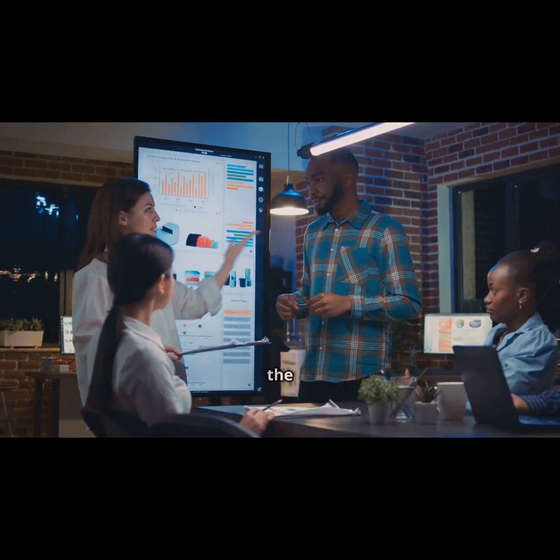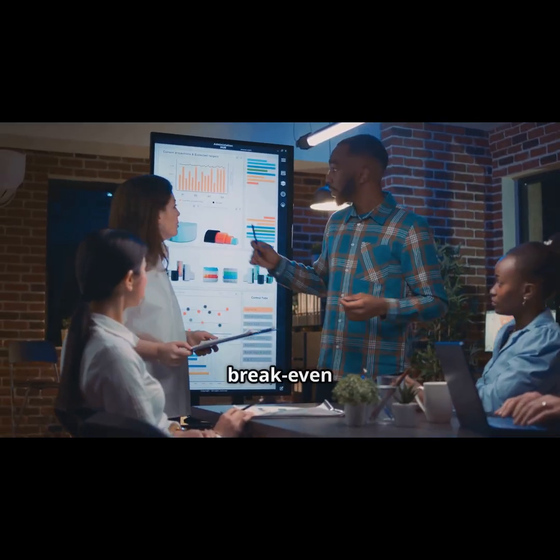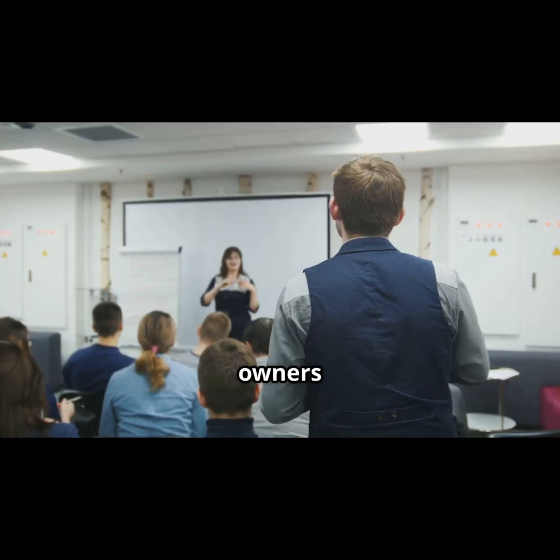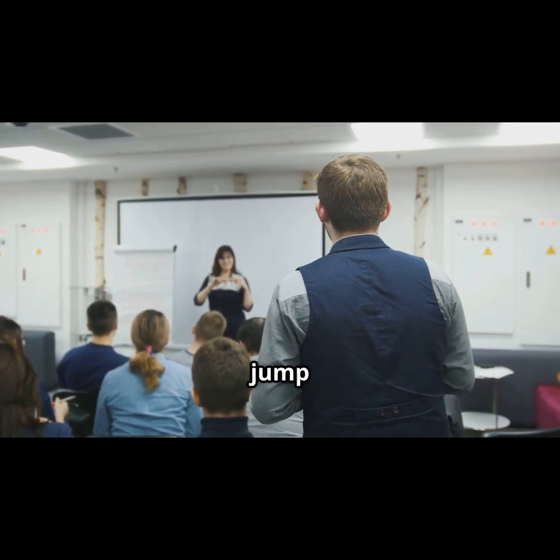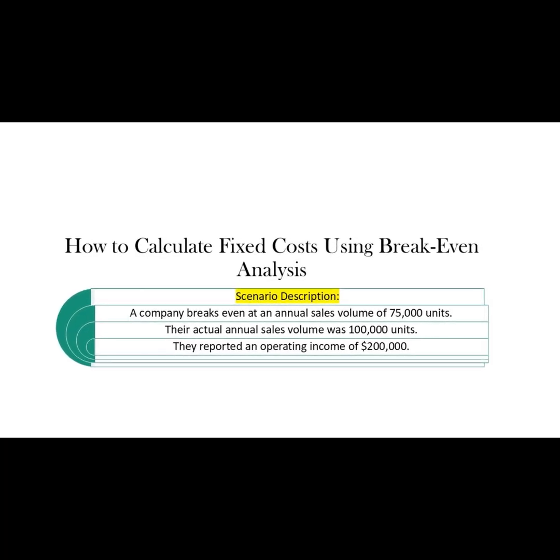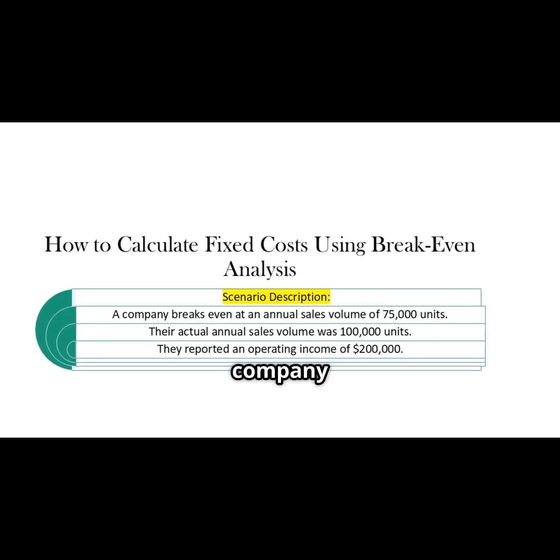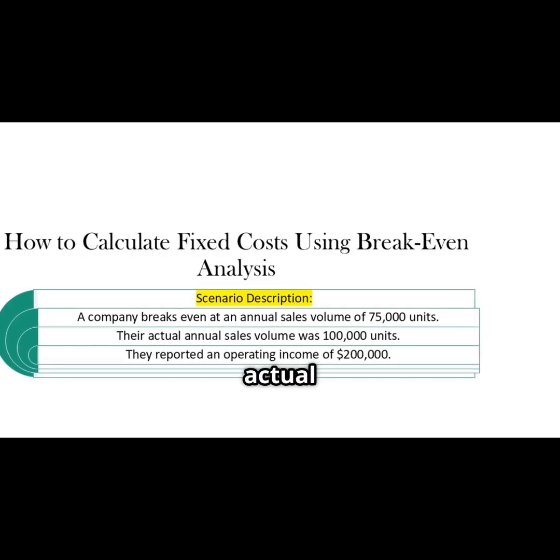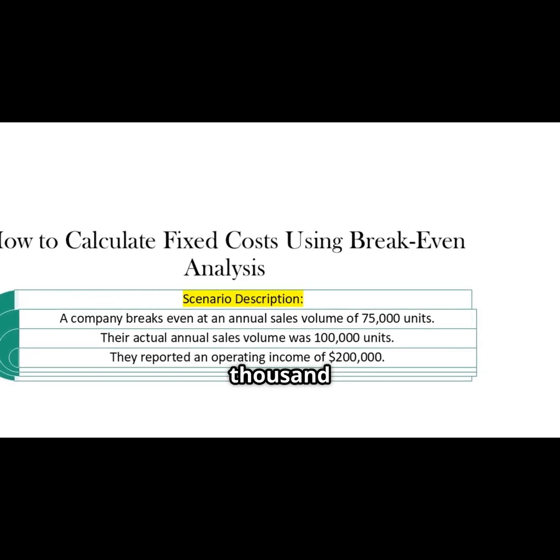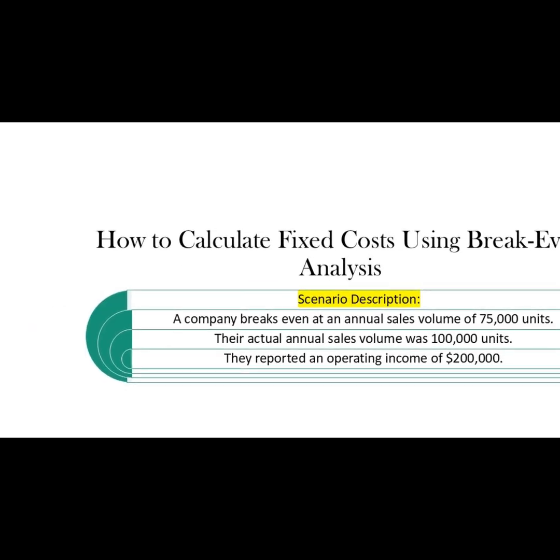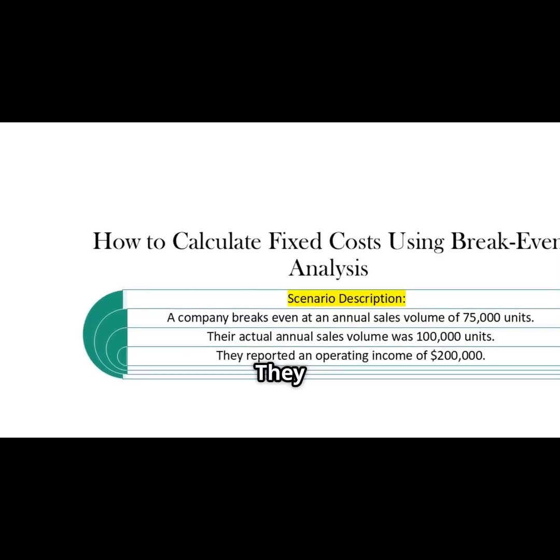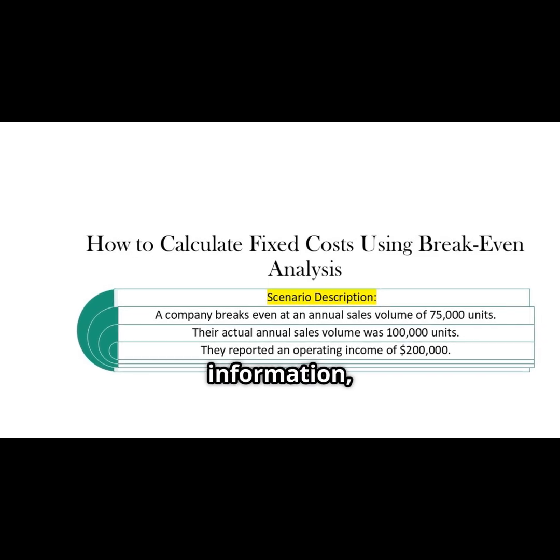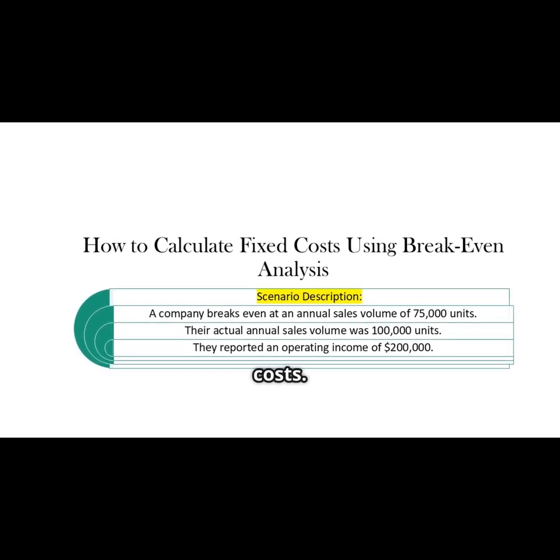Now we'll learn how to calculate the annual fixed costs of a company using break-even analysis. This is a super useful concept for business owners and students alike. So let's jump in. A company breaks even at an annual sales volume of 75,000 units. Their actual annual sales volume was 100,000 units. They reported an operating income of $200,000. Using this information, we want to calculate the annual fixed costs.